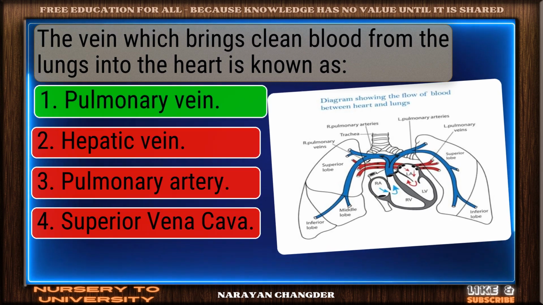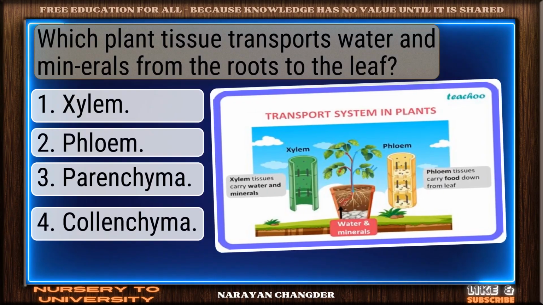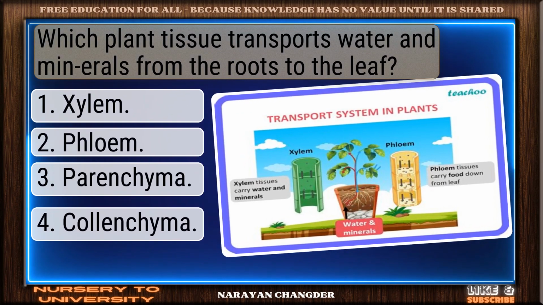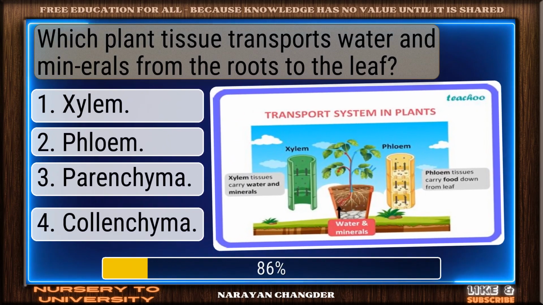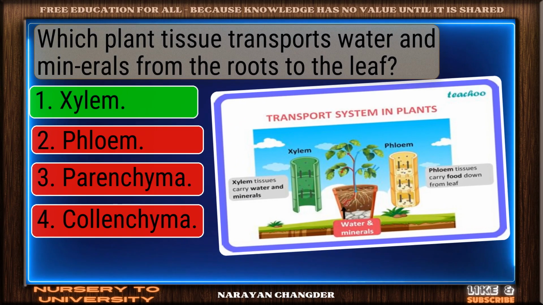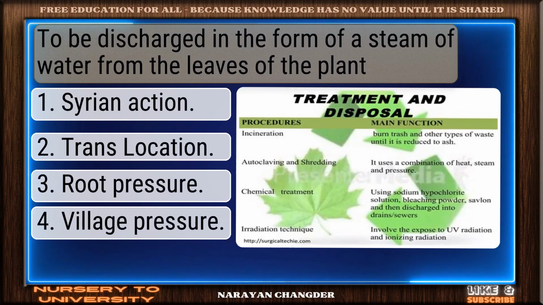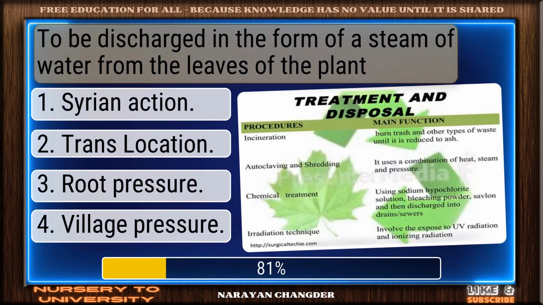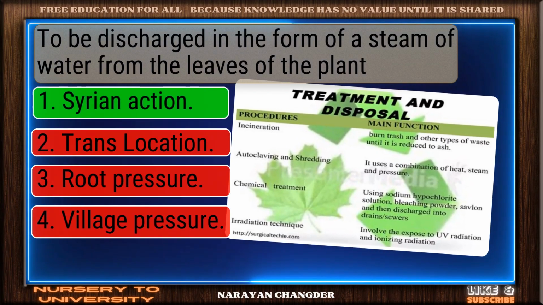Right again. Pulmonary vein is valid. Which plant tissue transports water and minerals from the roots to the leaf? Nice selection. Xylem is correct. To be discharged in the form of a stream of water from the leaves of the plant. Well reasoned. Transpiration is correct.